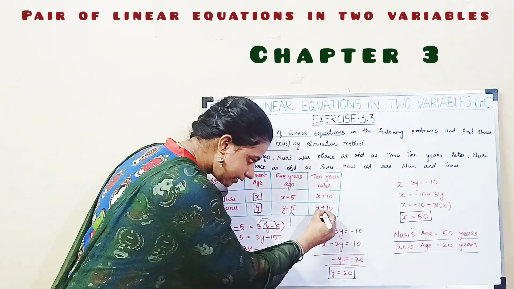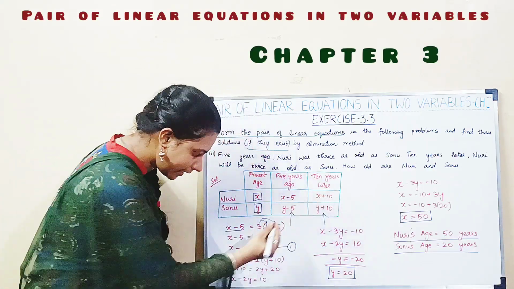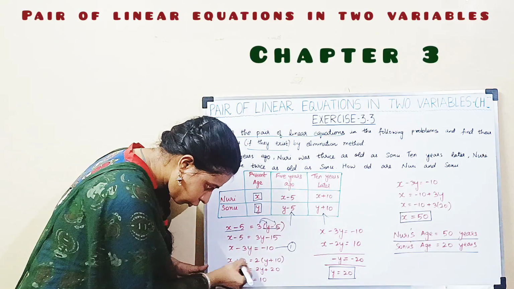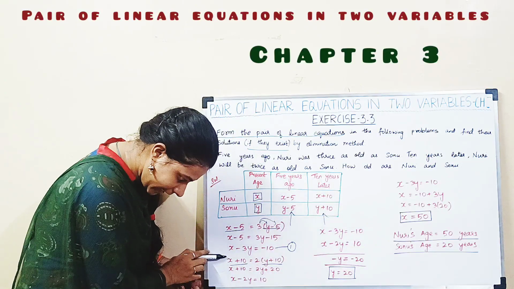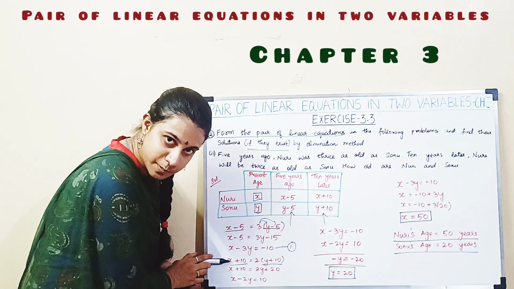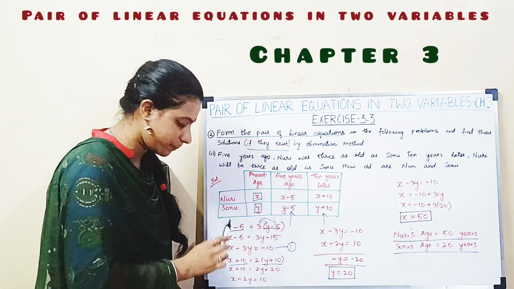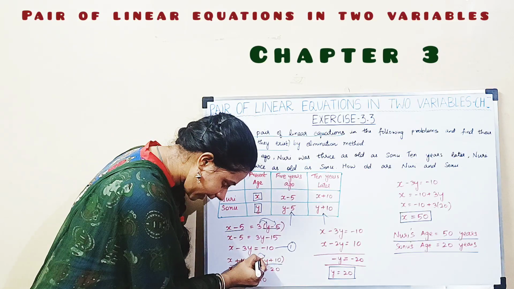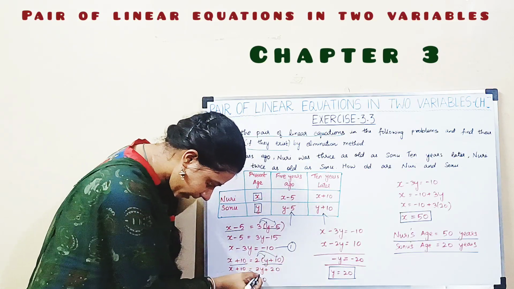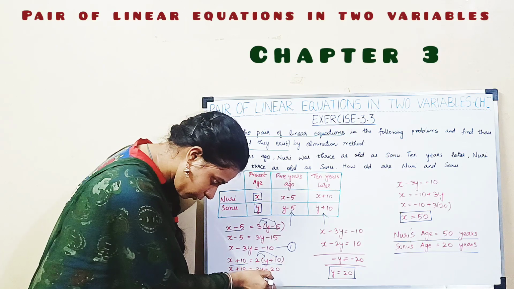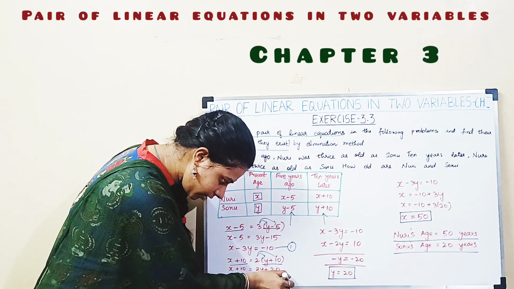Coming to the second condition, 10 years later Nuri will be twice as old as Sonu. So we are going to consider this column now. We will get x plus 10 is equal to 2 into y plus 10. That is 10 years later Nuri's age, that is x plus 10, will be twice as old as Sonu, that is 2 into y plus 10. On simplification we will get x plus 10 is equal to 2y plus 20 and x minus y is equal to 10, which will be our equation 2.